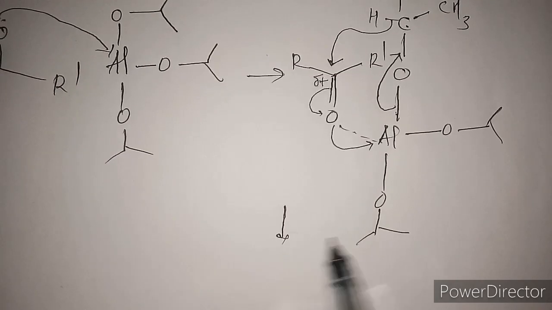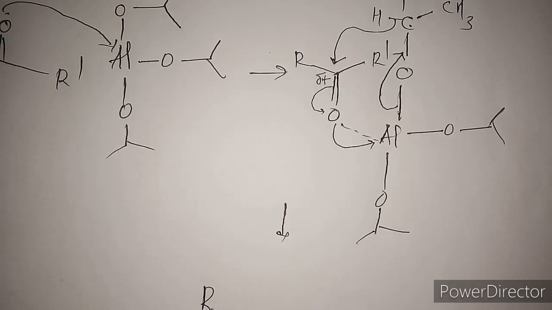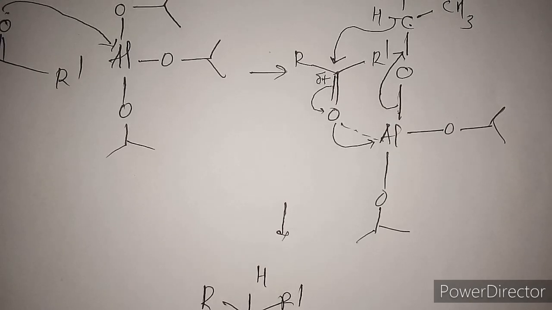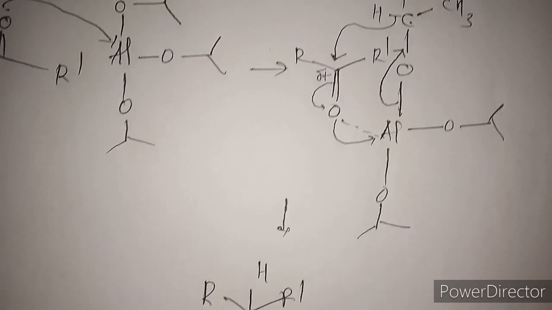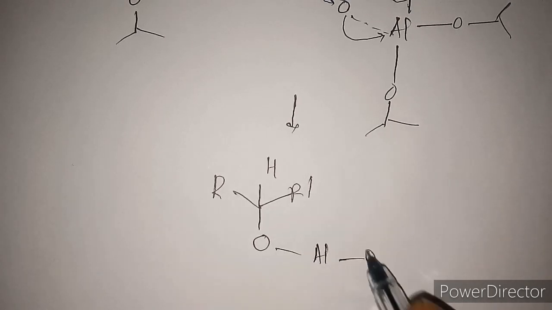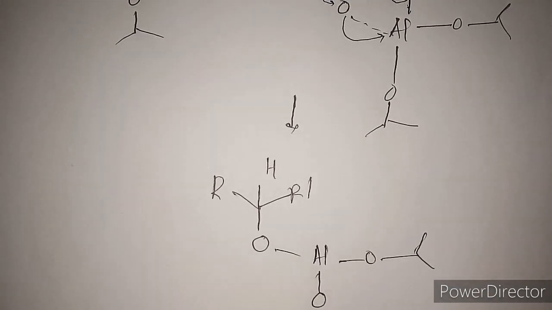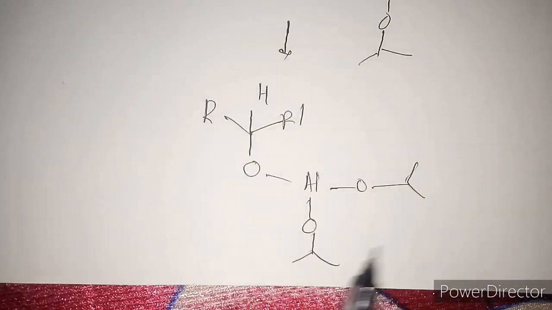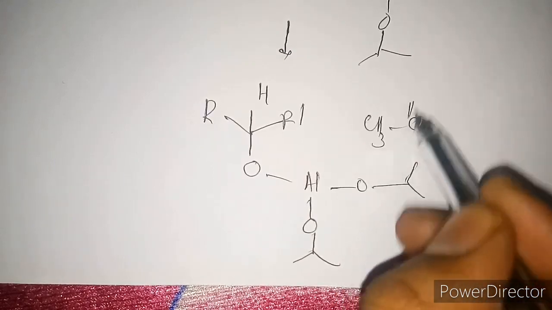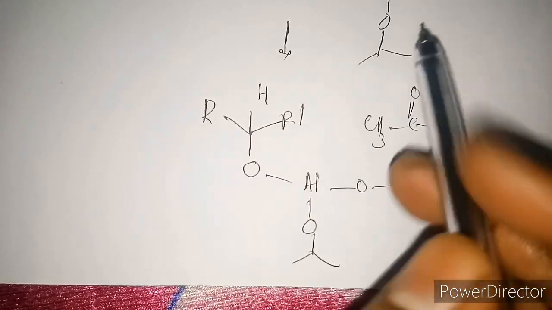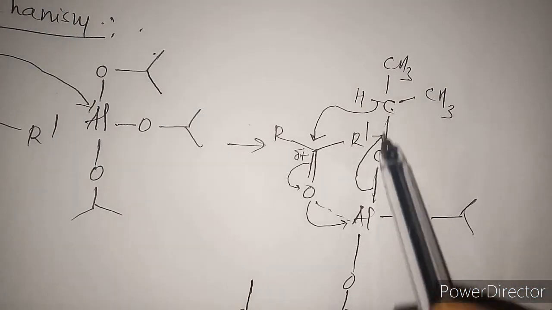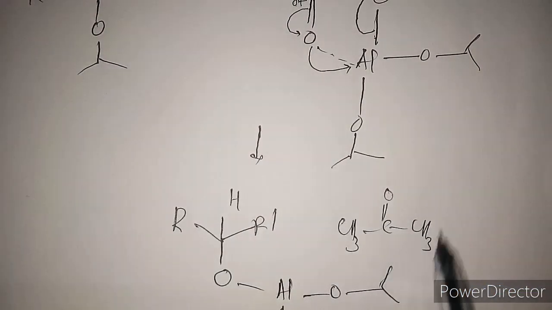So once it is transferred, what will happen? We will get H here, and this is oxygen connected to aluminum along with 2 isopropoxide units, and here the eliminated group is actually acetone. So here you can see this is COCH3, this group.